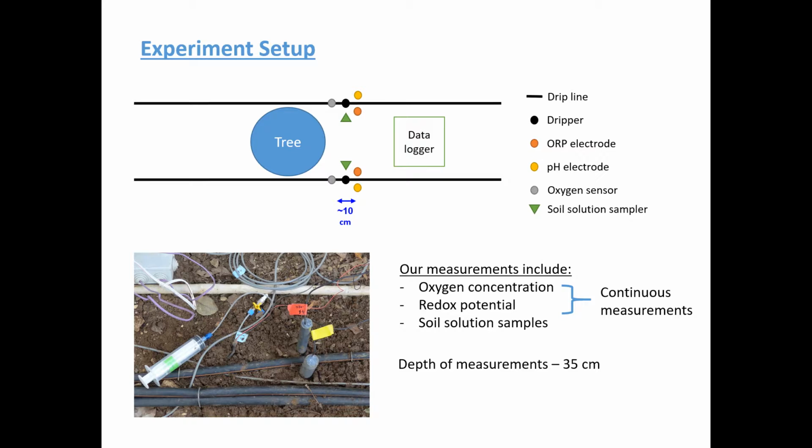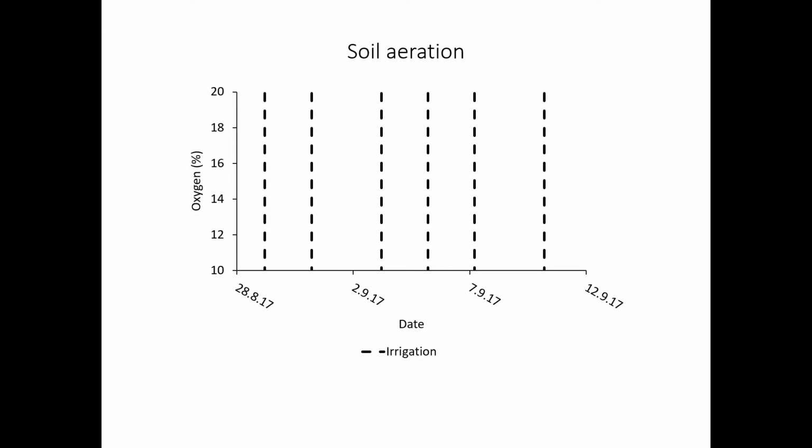We also had a solution sampler to directly sample the soil solution, to measure the soil solution parameters and different chemical species that we were interested in. And all the equipment was inserted to a depth of 35 centimeters below the soil surface. You can see a picture of how it looked above the ground. So let's take it step by step and see what we found with the different treatments.